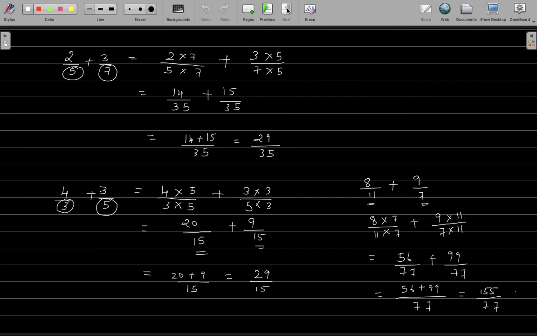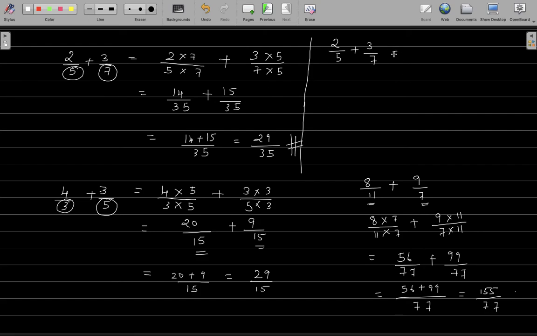So now that we have understood the concept, that is how we are proceeding, can we do this same problem in just one step? Let us see how. Suppose I have the same question. I want to add 2 by 5 plus 3 by 7. Now you know what the answer to this is. This is 29 by 35. This is your answer. We will see how we can get to this in just one step using the same method.